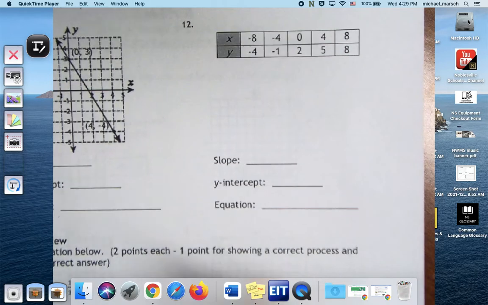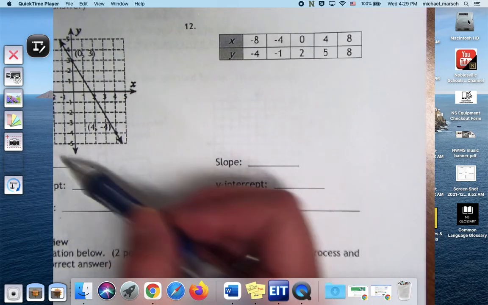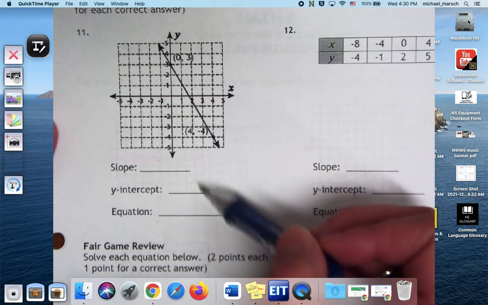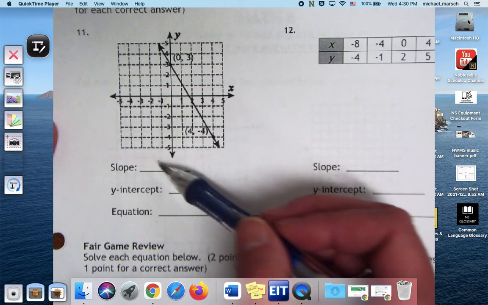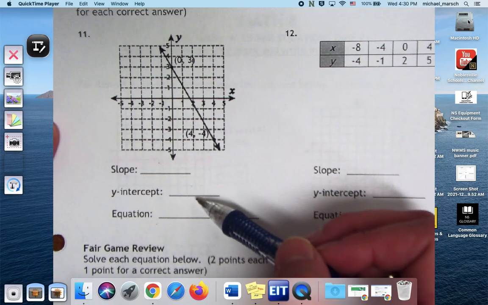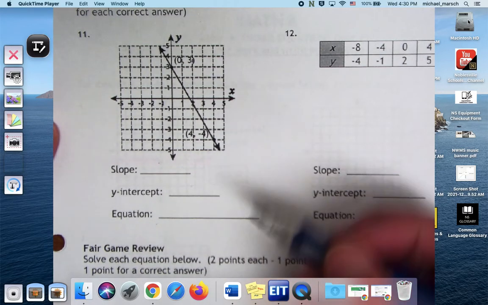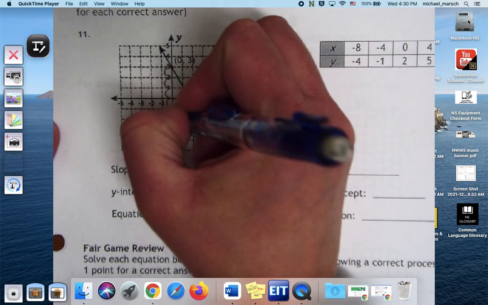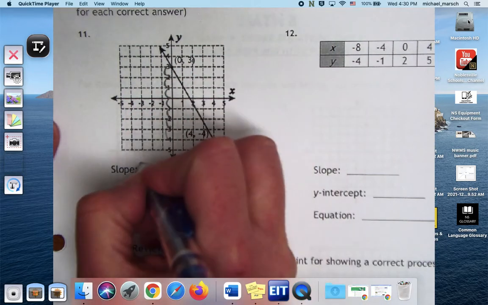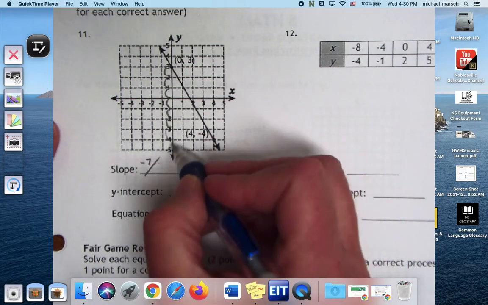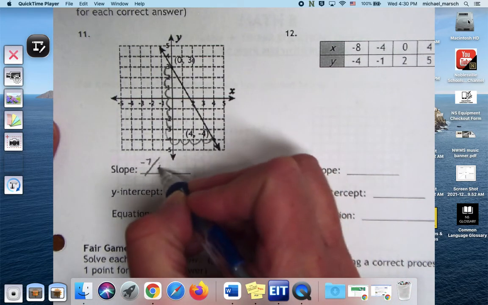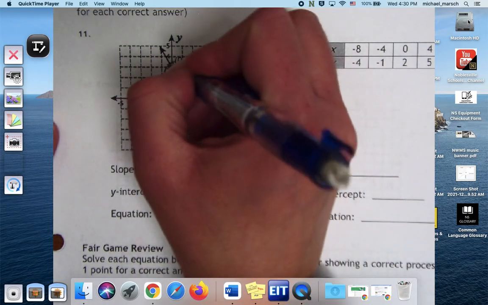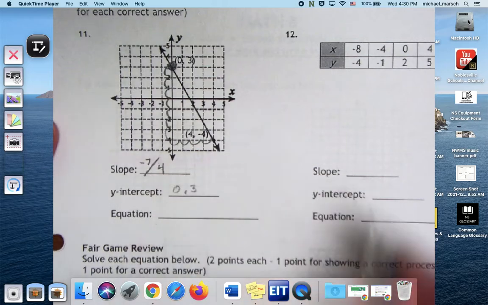Okay, so for this one, I need to find my slope, my y-intercept, and then I make the equation. So this is exactly the assignment we were doing yesterday. Exactly. If you don't remember how to do this, go back and watch the notes video from yesterday. So my slope, I've got my 2 points here, 2, 3, 4, 5, 6, 7. And then I'm going to run 1, 2, 3, 4. -7/4. My y-intercept is this one right here, 0, 3.